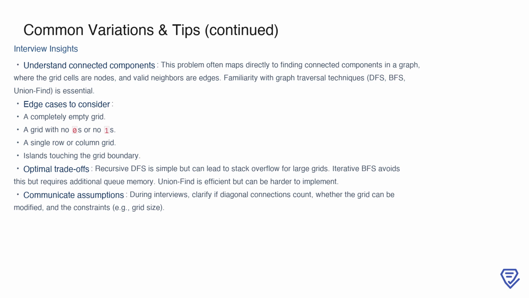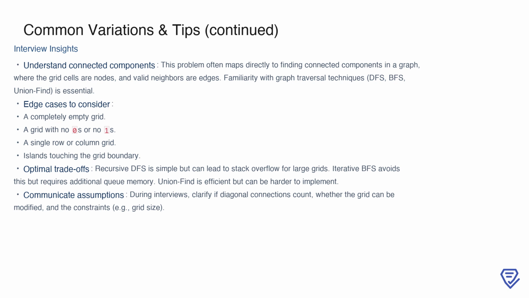It's also important to understand the trade-offs between approaches. While recursive DFS is simple and quick to write, it can cause stack overflow on large grids. Iterative BFS avoids this risk but requires additional memory for the queue. Union find is efficient, especially for dynamic updates or repeated queries, but it can be more complex to implement.